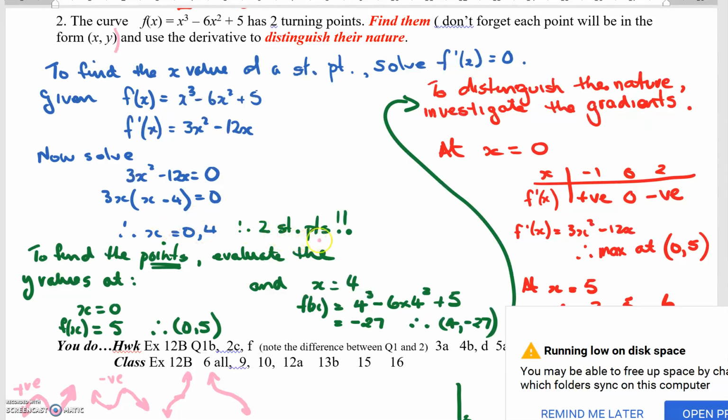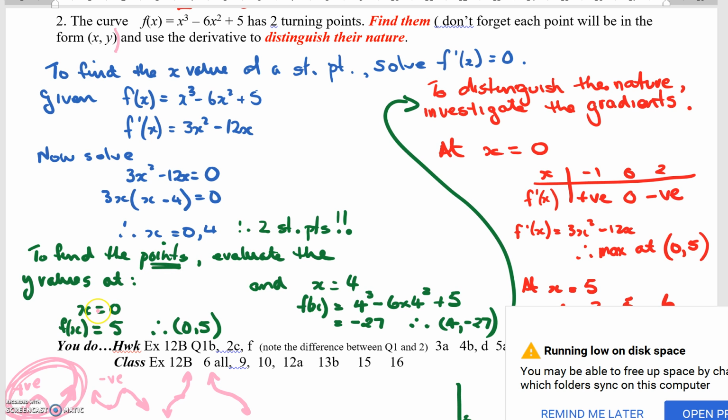So we know there are 2 stationary points. We don't know what they are yet, but we've got a pretty good idea that at 0 we should get a maximum because we know that we're going to get something of this shape, and at 4 we should get a minimum. It says use the derivative to distinguish their nature, so that's what we have to do. Actually, we're not quite finished. We haven't found the entire point.